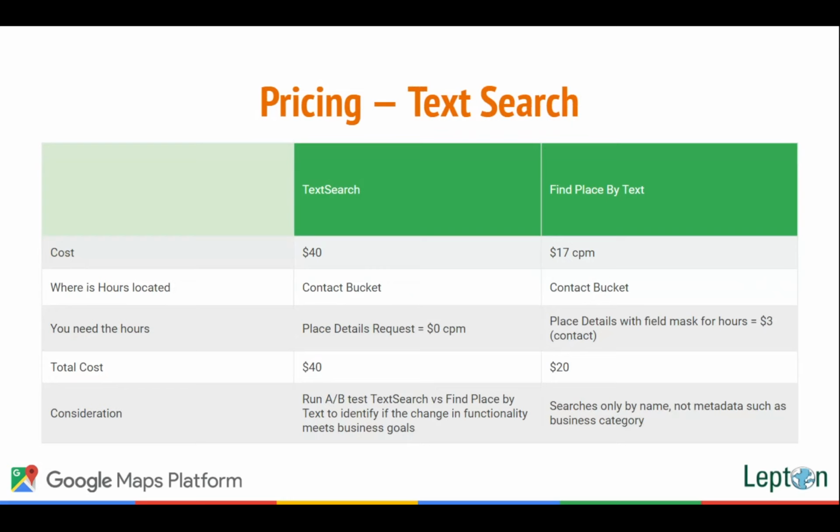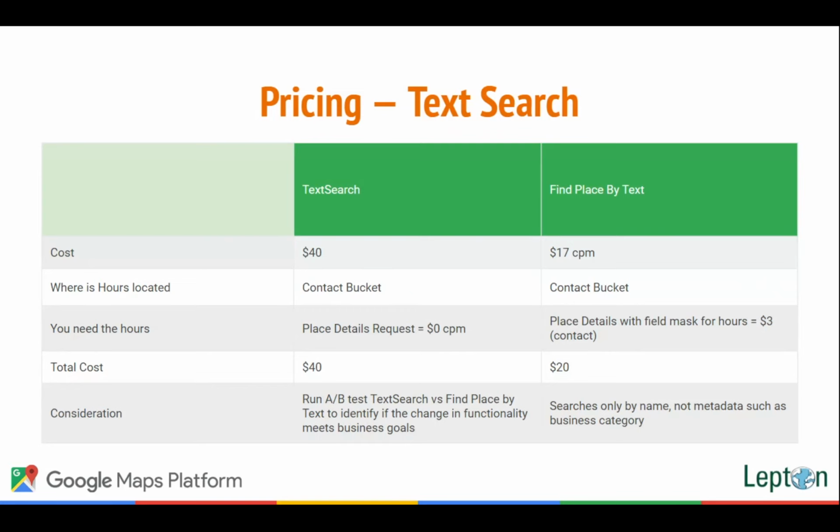So let's do the comparison in detail between Text Search and Find Place by Text. Text Search is going to cost me $40 per thousand calls. Find Place by Text is going to cost me $17 per thousand calls. Find Place by Text by default includes the basic data bucket, which also comes by default with Text Search. So it is going to cost me $40.